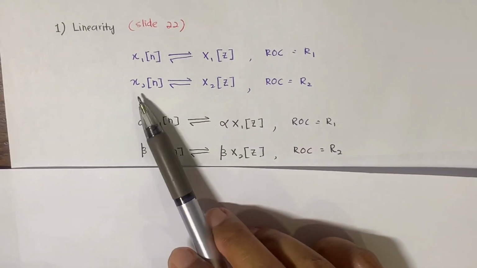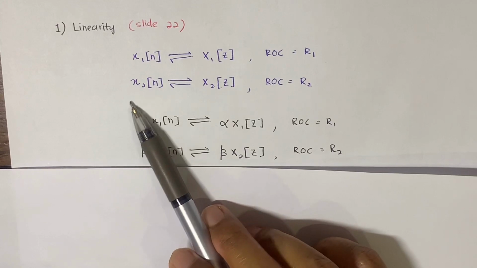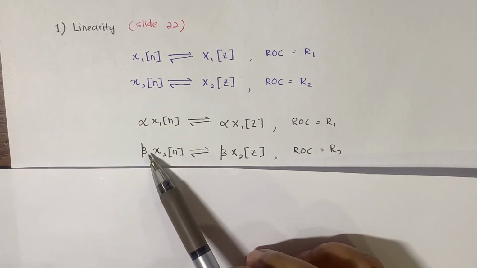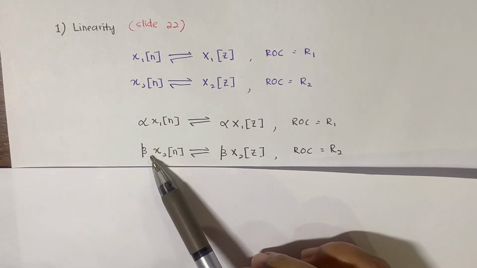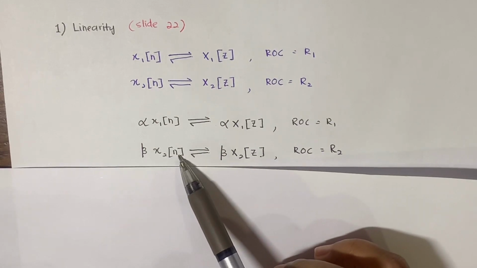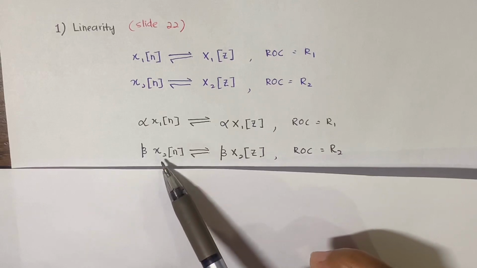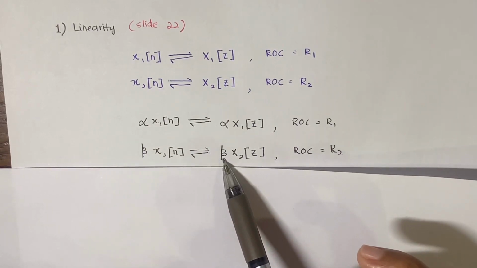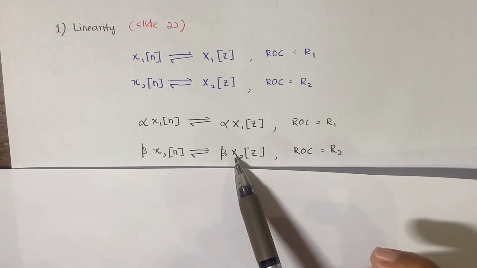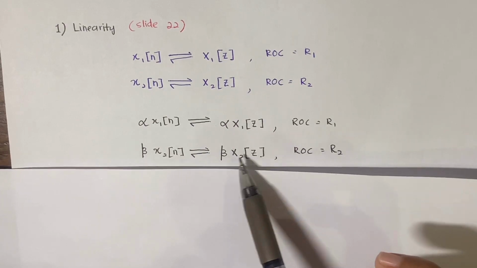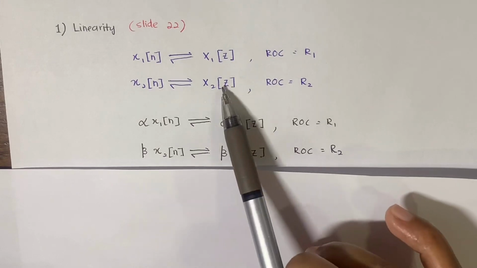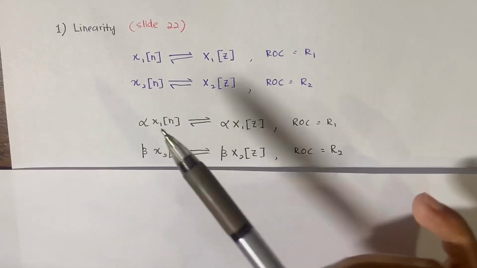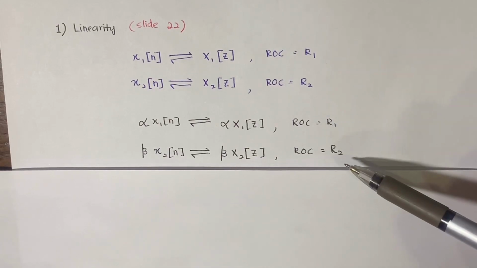The second discrete time signal, we also do scaling, which is we multiply by beta: beta x2[n]. So the Z transform for this signal is beta multiplied with X2(z), where X2(z) comes from the Z transform of the original signal. The ROC is R2.